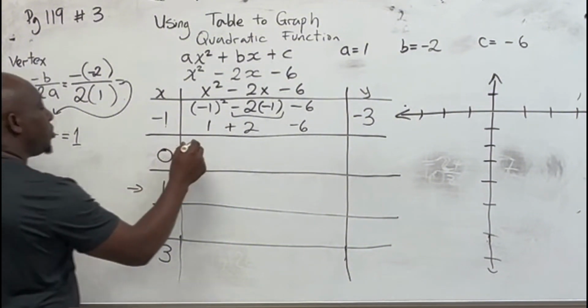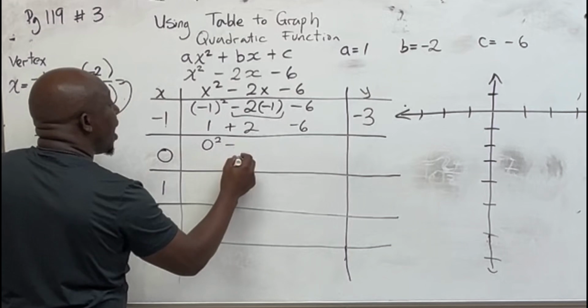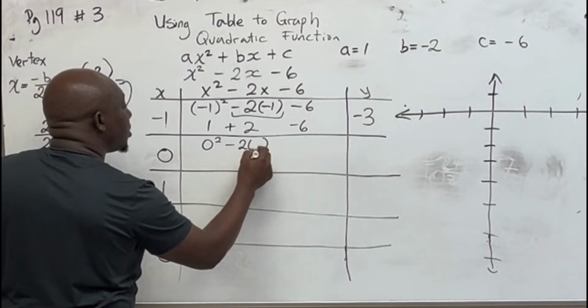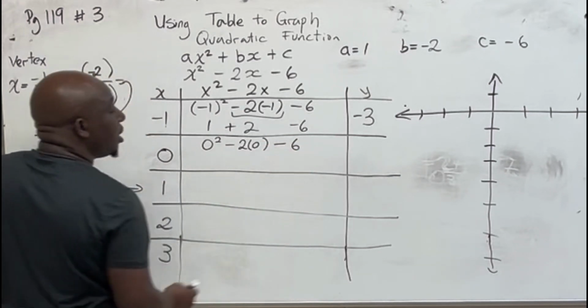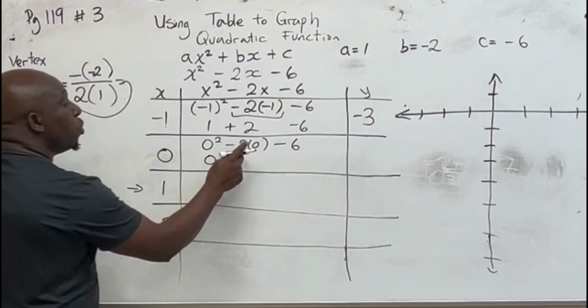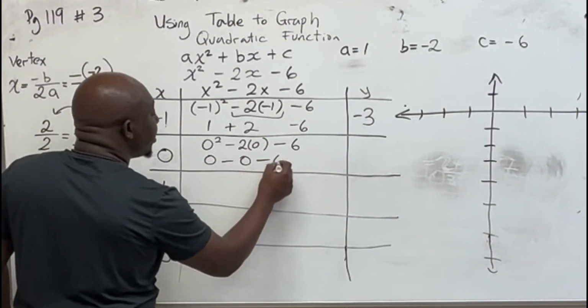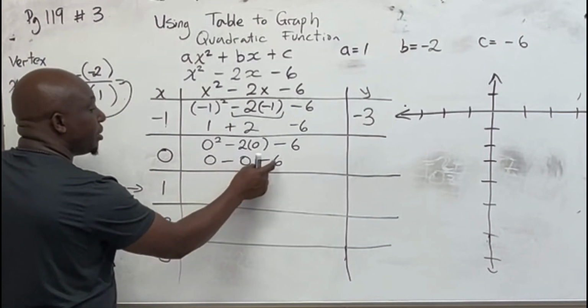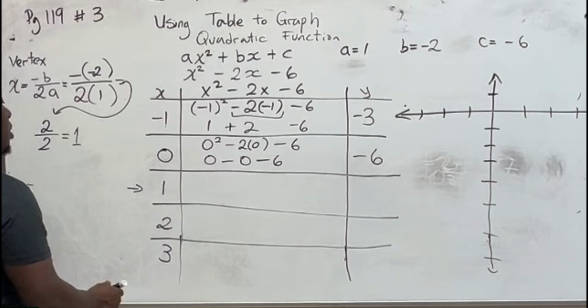Now, let's go to the next one. 0 squared minus 2 times 0, remember following this template, minus 6. Let's put this together. 0 squared is what? 0. 2 times 0 is 0. Minus 6. 0 minus 0 minus 6 gives me what? Negative 6.